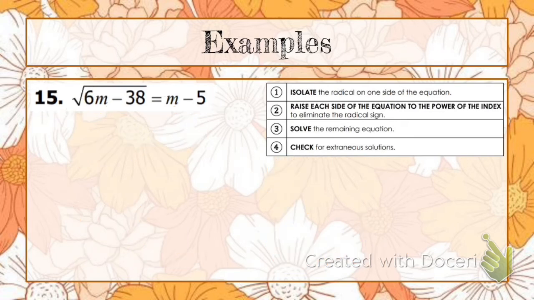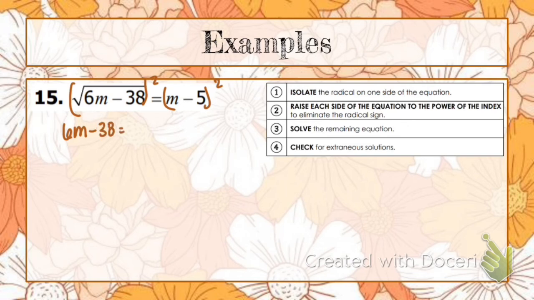And finally, the last problem that we're going to work together, but this one was important because you're going to have to square a binomial, and I just want to make sure you don't forget the proper way to do that. So the radical is already isolated, so we are going to start by squaring both sides. So on the left side, we get 6m minus 38.